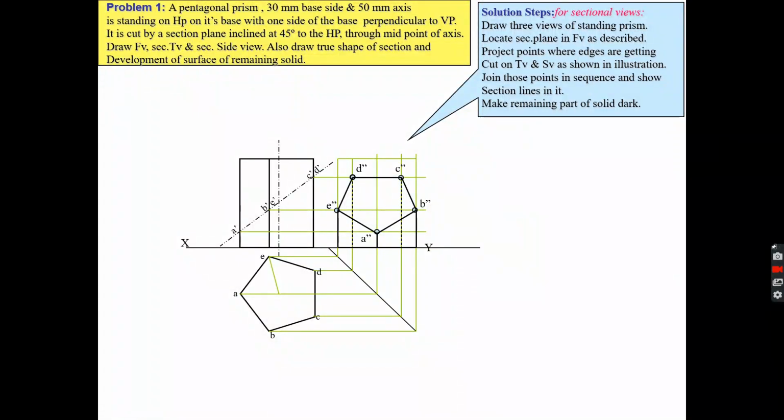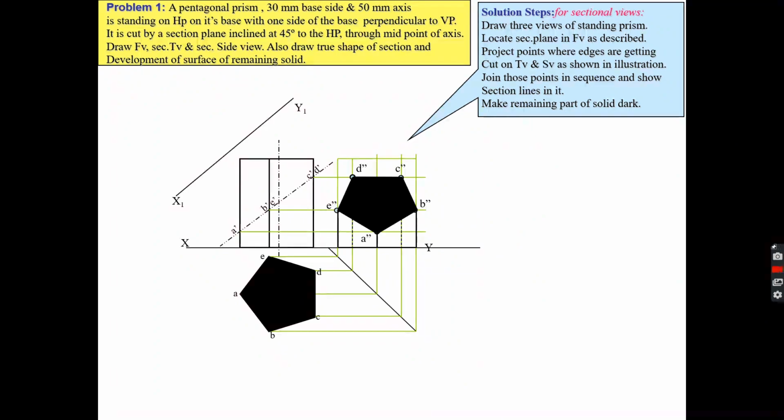So after doing that, you have to make the true shape of this section. For that, you have to draw a parallel line to the section plane. This is your new reference line. After doing that, you have to draw the perpendicular line from this point to the reference line like this.